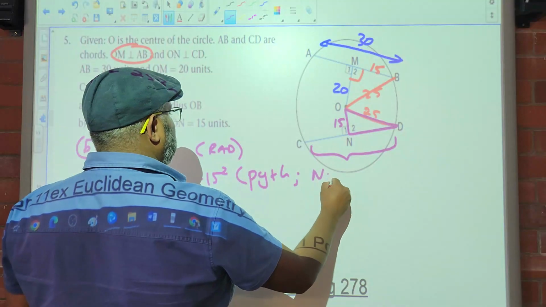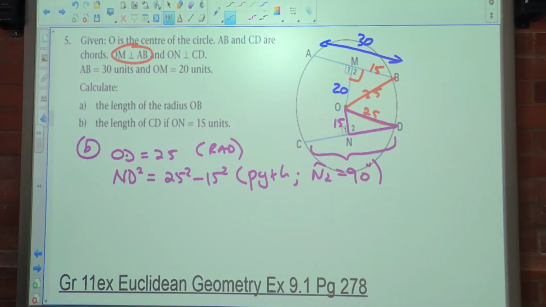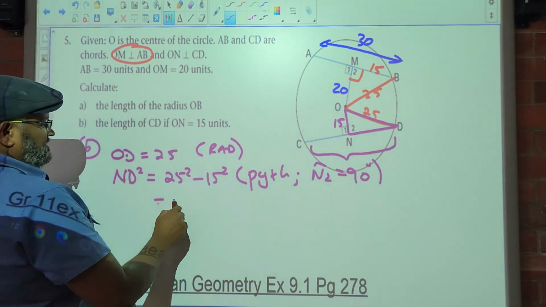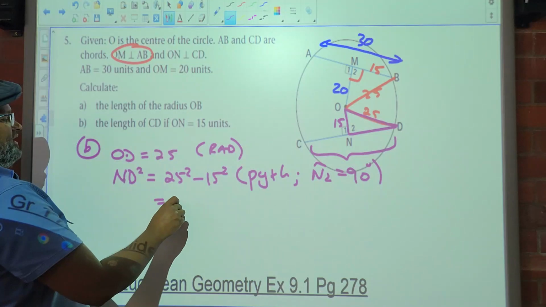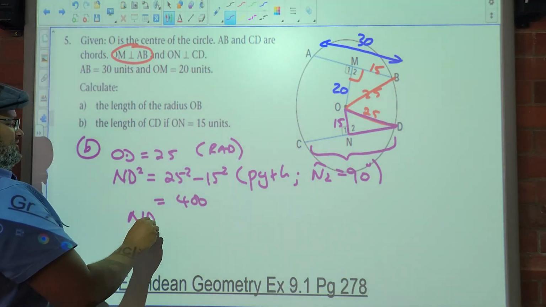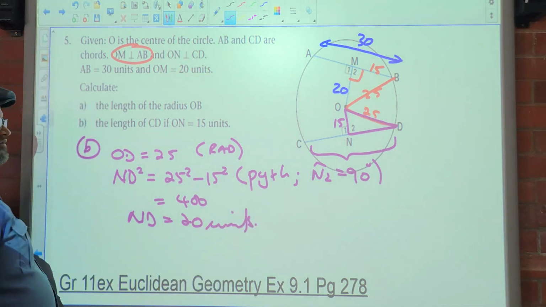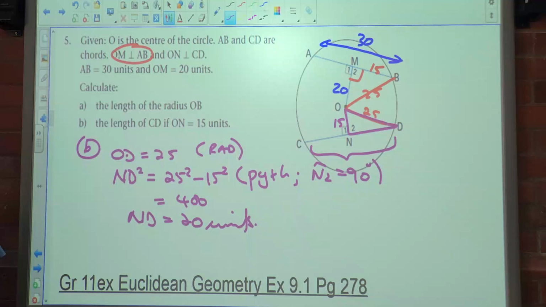Well, N2 equals 90. Did I write Pythagoras in the previous one? You sure? Yes. Okay. This is going to give me an answer of 400. Is that correct? The square root thereof is going to give you 20. Okay. But yes? Wasn't you first saying that N2 is equal to 90 degrees?